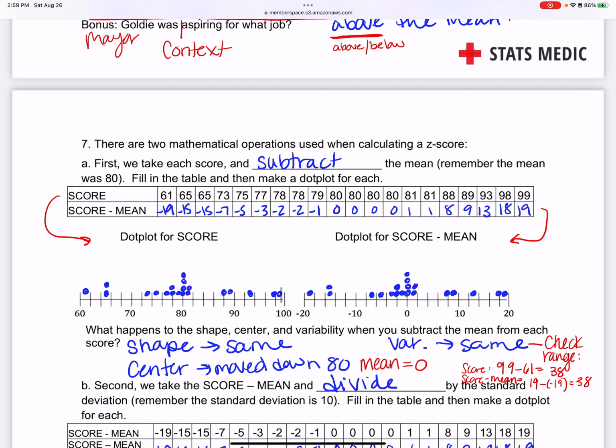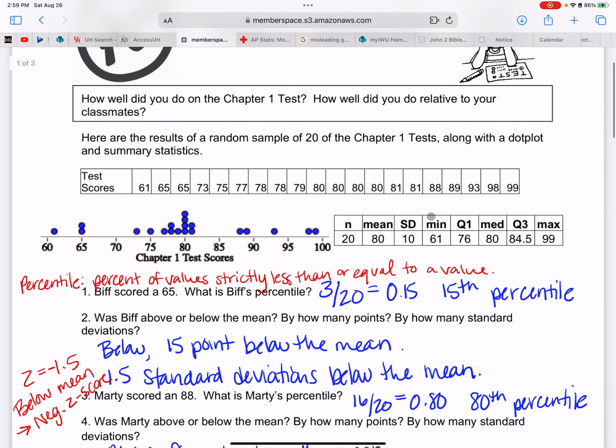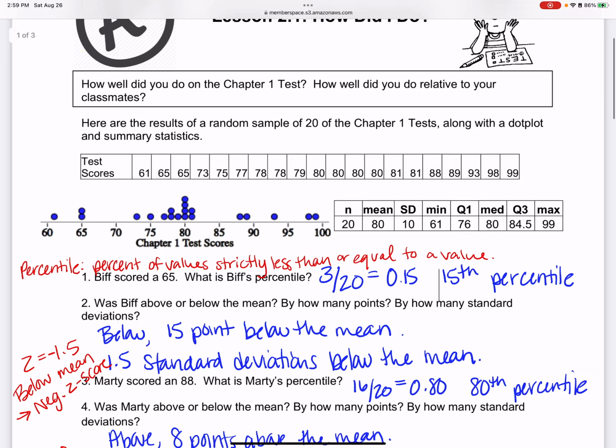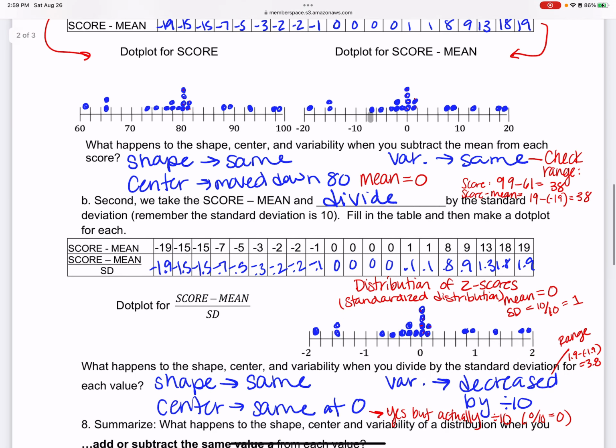Look here. We have 99 minus 61, and now I have 19 minus negative 19. And if you notice, that distance is absolutely the same. You can see that the max minus the min was going to be identical to the max minus the min when I subtracted the data.